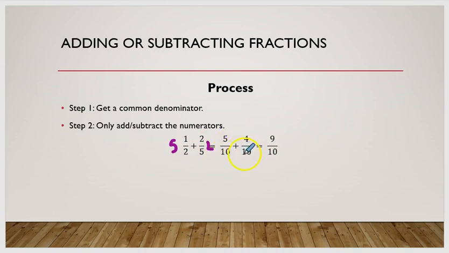Once you have this common denominator, only add or subtract the numbers on top. So 5 plus 4 is 9. I see a lot of students do the same thing in the bottom and they end up with 20 and then they have changed their answer and gotten it wrong as a result. So make sure you only add or subtract the numerators of your fractions.